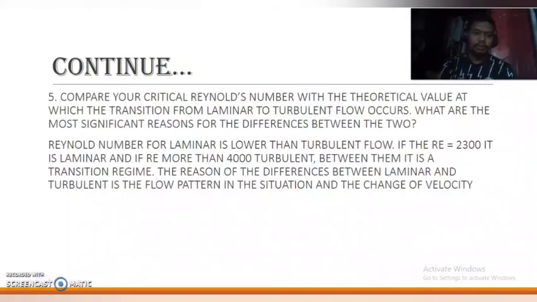So for the fifth question, which is the last question, compare with the critical Reynolds number the theoretical value, and explain the difference between the two. So the Reynolds number for laminar is about 2200. For turbulent it is 4000. So between 2200 and 4000, it is a transition region.